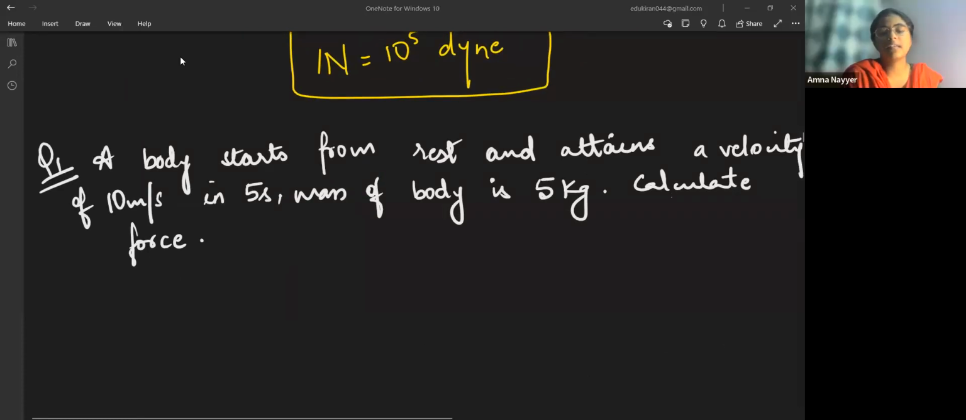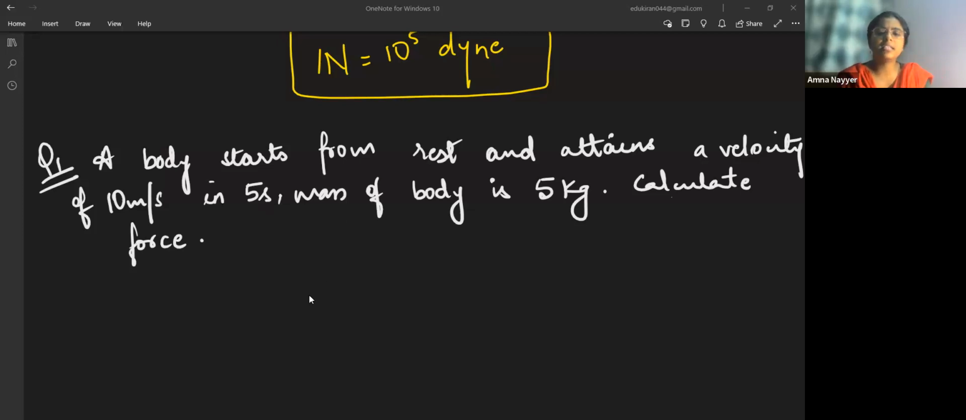See, this question says the body starts from rest and attains a velocity of 10 meter per second in 5 seconds. You didn't answer this question, but by now you should be able to. This is an easy question. Formula of force is F is equal to ma. Is acceleration given? M is given to you, but acceleration is missing.